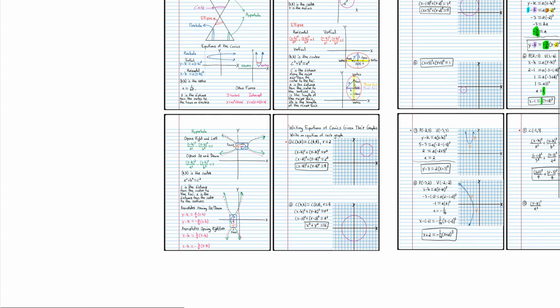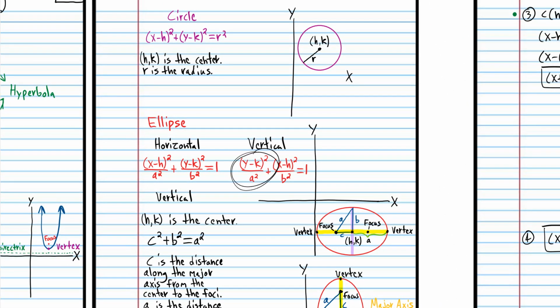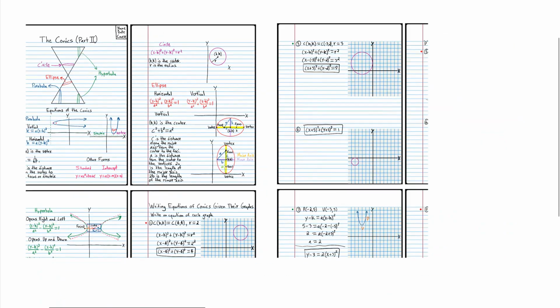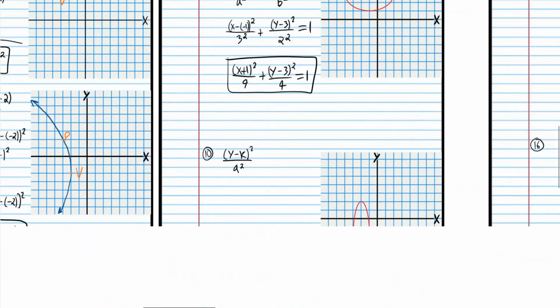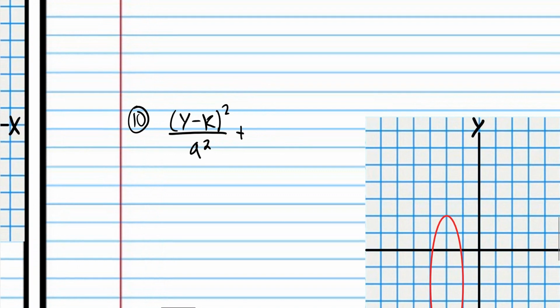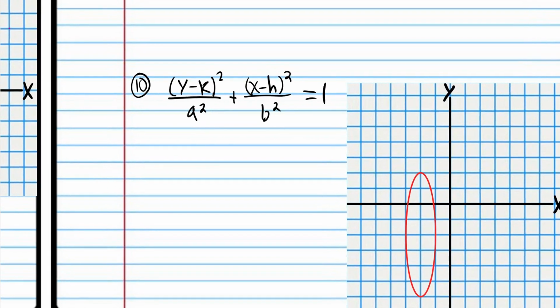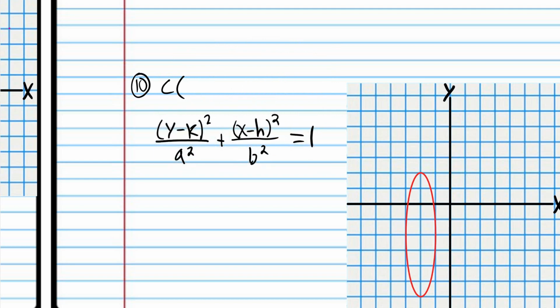Now, it doesn't really matter what side you put the terms on because of the commutative rule of addition, but I wrote the y minus k term first when we have a vertical ellipse. But it doesn't really matter as long as the a squared is under the y minus k, because a is always the distance from the center to the vertices. Okay, so the center of the ellipse is negative 2, negative 2, it looks like.